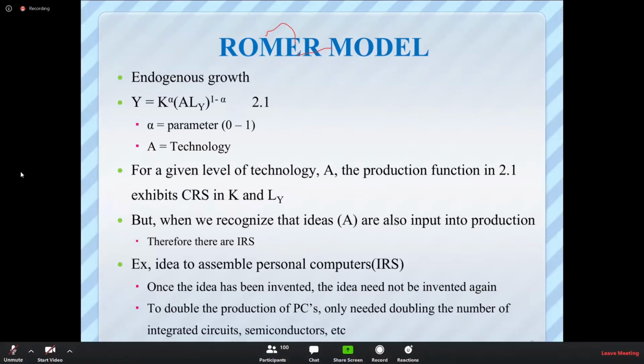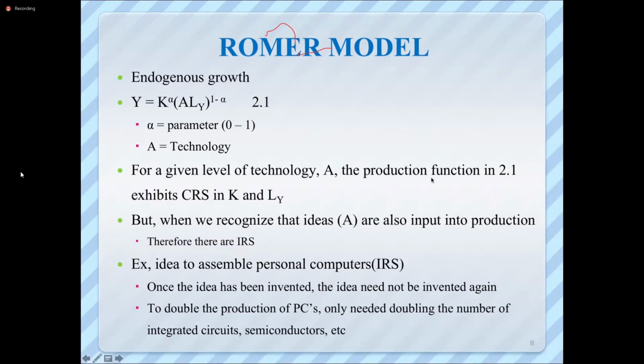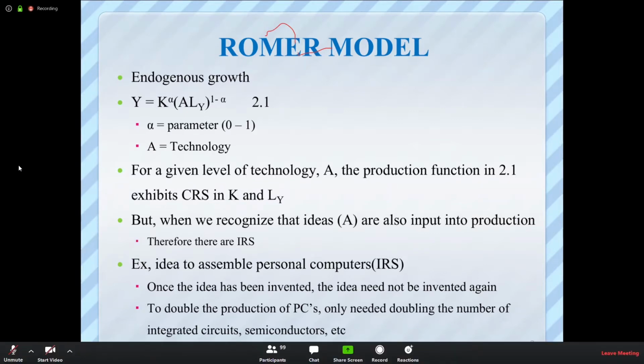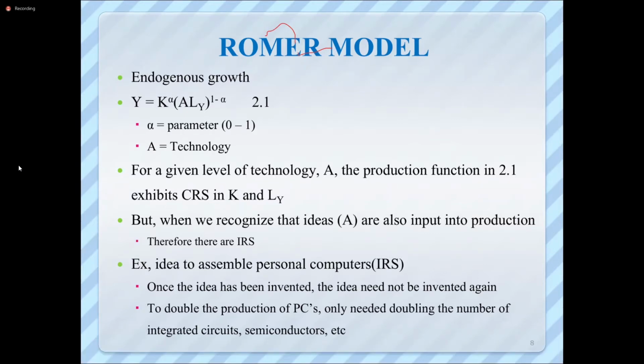A here means technology. For a given level of technology A, the production function in 2.1 exhibits constant returns to scale in capital as well as in labor. But if we recognize ideas as also an input into production, therefore there's increasing returns to scale. This is what Romer was trying to say in his formalized model. He says ideas are non-rivalrous. They lead to increasing returns to scale.